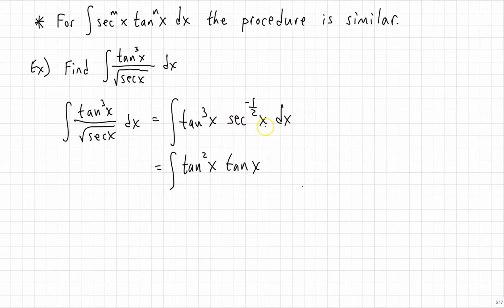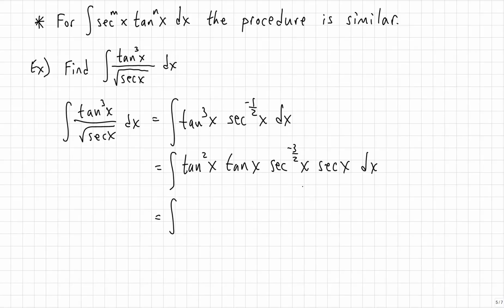Instead of having secant to the negative 1/2, we're going to have secant to the negative 3/2 times secant. Because if you multiply those together, you would add their exponents. So negative 3/2 plus 1 would be negative 1/2. Now the reason we write it that way is we need a secant tangent for our du. So here in a second, you'll see why instead of leaving it secant to the negative 1/2, we wrote it as secant to the negative 3/2, secant to the first. Because we wanted this secant and this tangent for our du pretty soon.